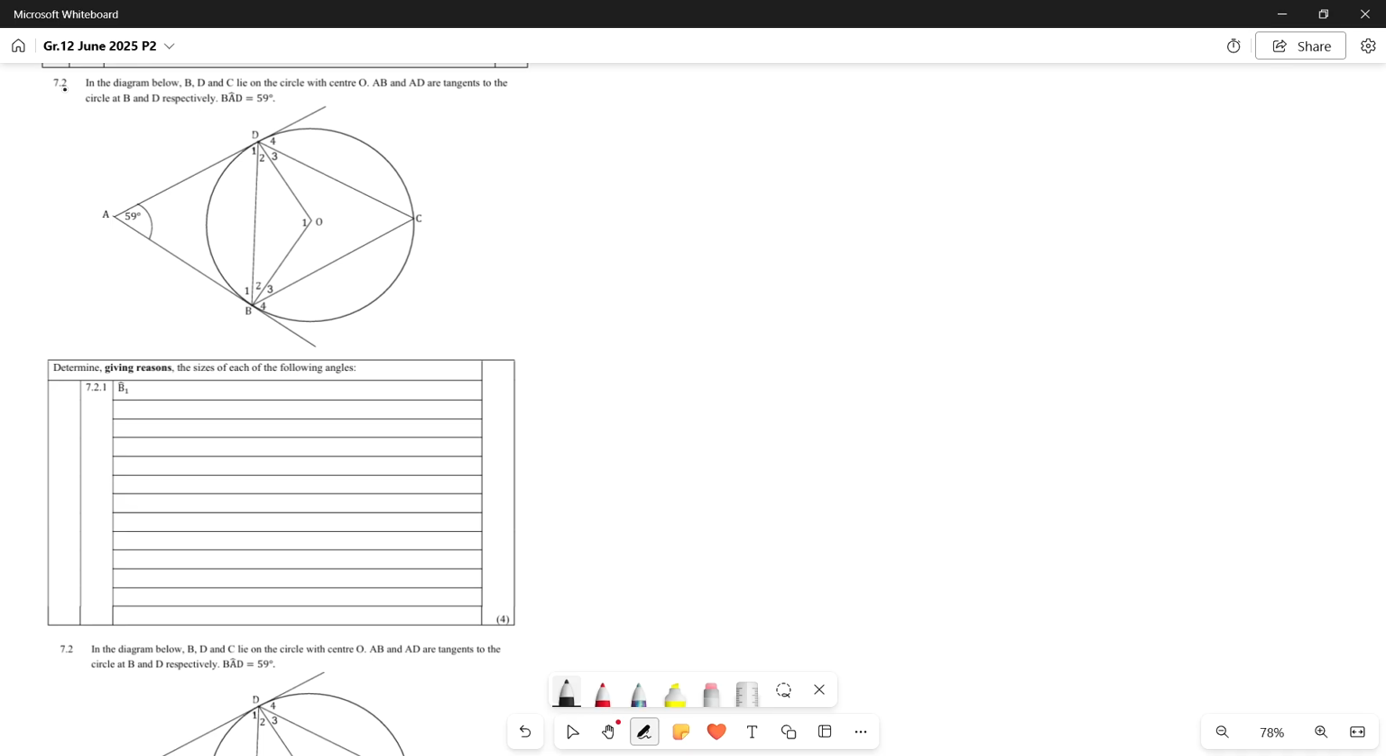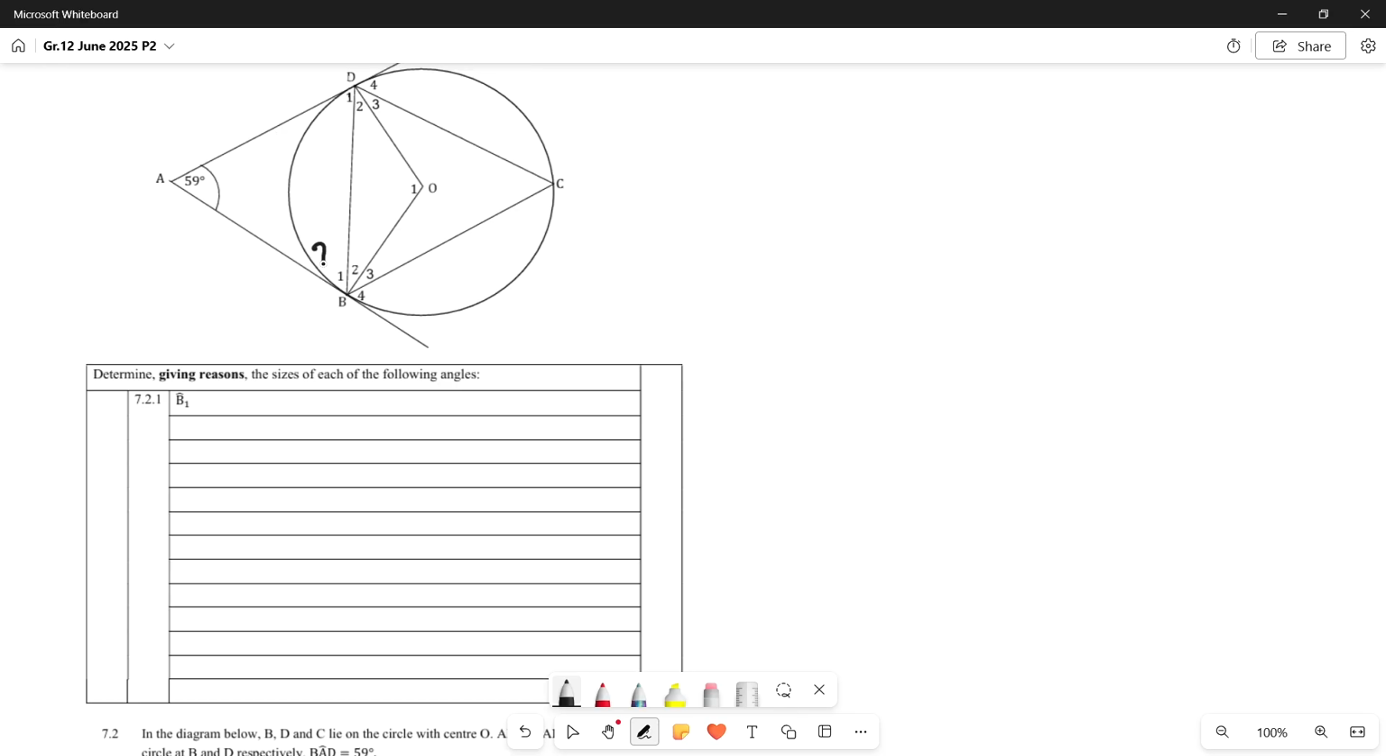Great. And then question 7.2: in the diagram below, B, D, and C lie on the circle with center O over here. AB over there and AD are tangents to the circle at B and D respectively. And then they have angle BAD is 59 degrees, marked on here. So we're working with tangents. We do have a center of a circle, so we can keep that in mind. So determine, giving reasons, the sizes of each of the following angles.